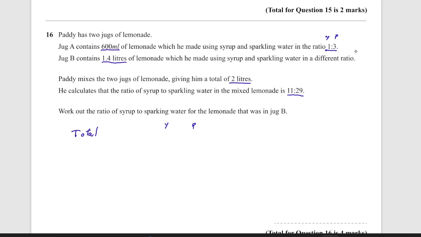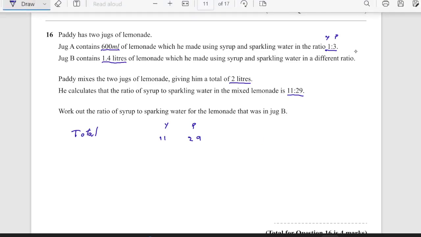Syrup to sparkling is in the ratio of 11 to 29, and we've got 2 litres of that. I'll go millilitres, so 2000. So if I split that in the ratio, I'll go for the amount now. So I've got a total of 40 parts. So if I do 2000 divided by 40, that tells me how much each part would be worth, and then I'm going to times by 11 and times by 29.